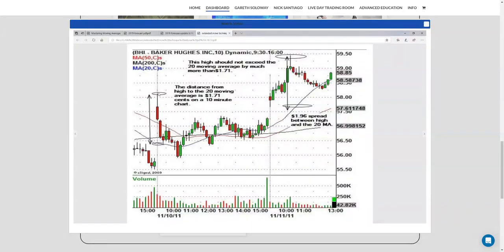So here was Baker Hughes, got extended $1.71 from the 20 MA. Here it went a little bit more, $1.96, and then you can see how price came right back in. Okay, everybody can see it. And Jolly, can you see the Baker Hughes chart here?